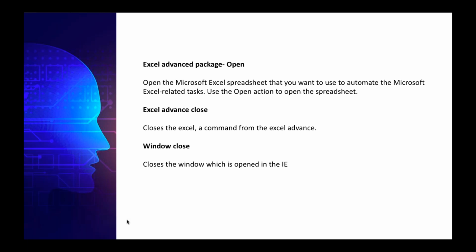The Excel advanced package has open, close, and the window close command. Open is used to open the Excel sheet. The next command is close, which is used to close the Excel sheet, and the window close is used to close the window you are working on, whether it is IE, Google Chrome, or, as I mentioned, Microsoft Edge. So that's all from me. Now my colleague Grace will be explaining the further slides.